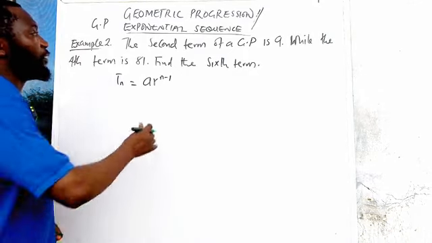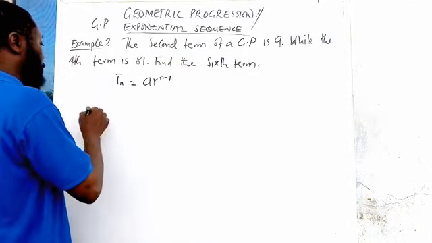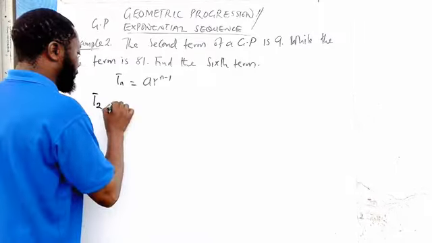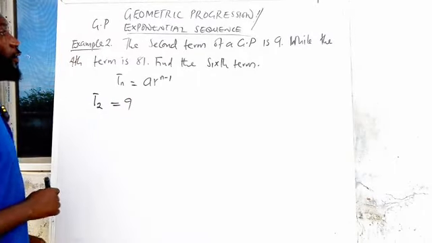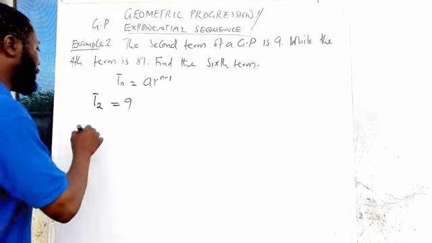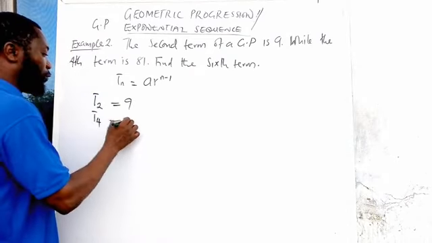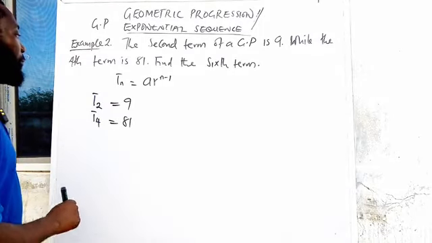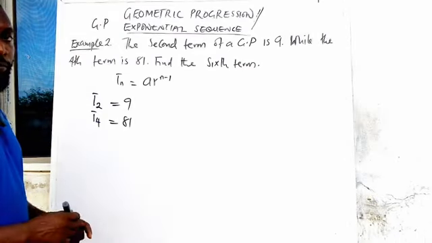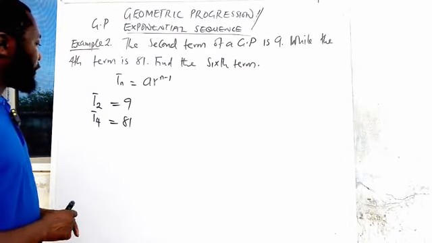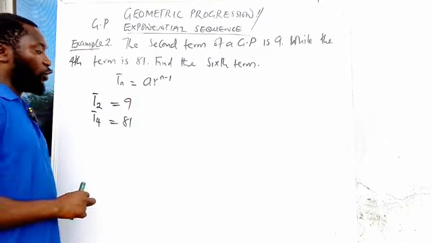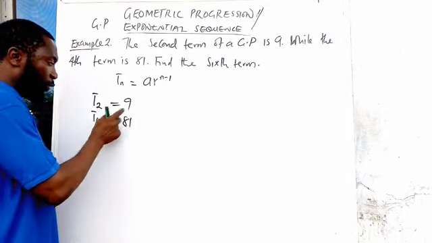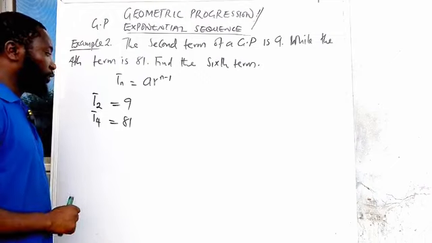Now in this question, the second term, that is T2, is 9, while the fourth term, which is T4, equals 81. And the question says we should find the sixth term. First, to calculate the sixth term, we need to know the first term and the common ratio. So we can use this to form equations.